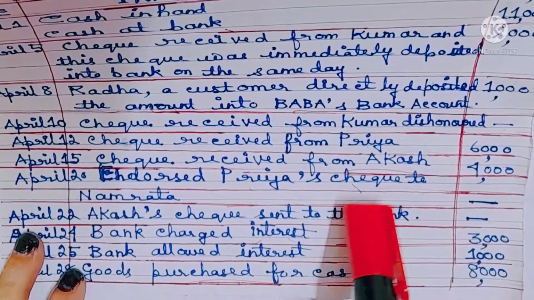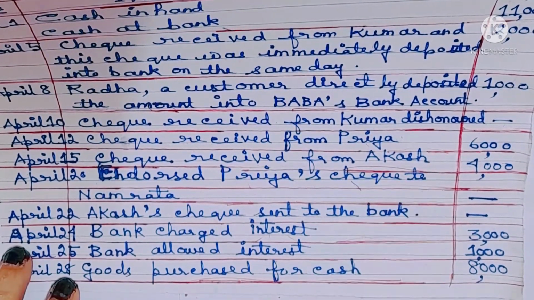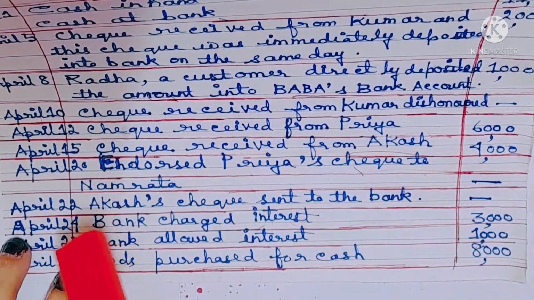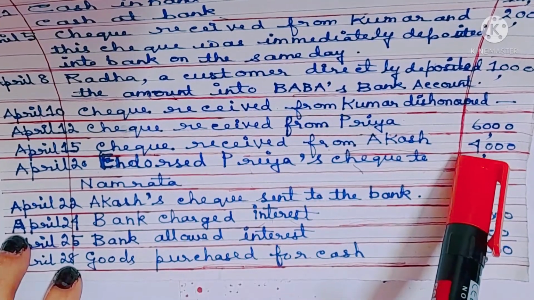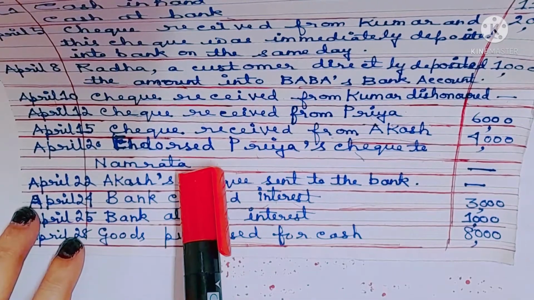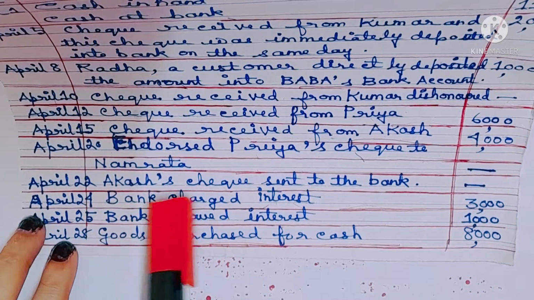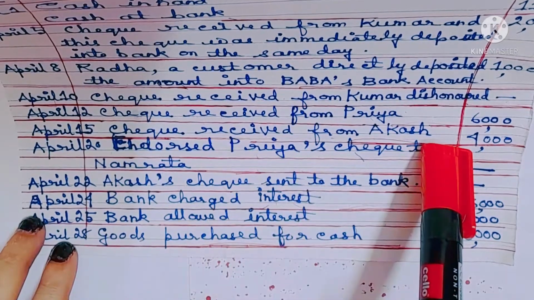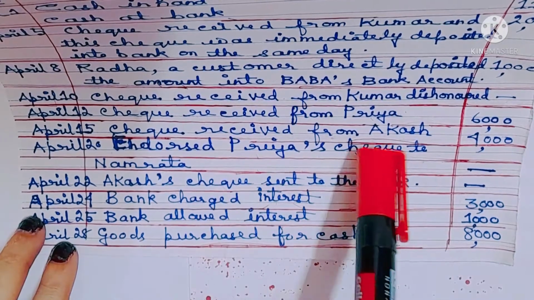So let's see if anything else is said about Akash's check. Is there any other information regarding Akash check? Because they haven't told us whether it was deposited, we don't know whether check received from Akash was deposited into bank on the same day. We don't know. Let's go through the transactions. On 20th April, endorse Priya's check to Namrata, ignore. Yes. So on 22nd April, Akash check sent to the bank. What that means is, check was received from Akash, but the check was not deposited into bank on the same day.